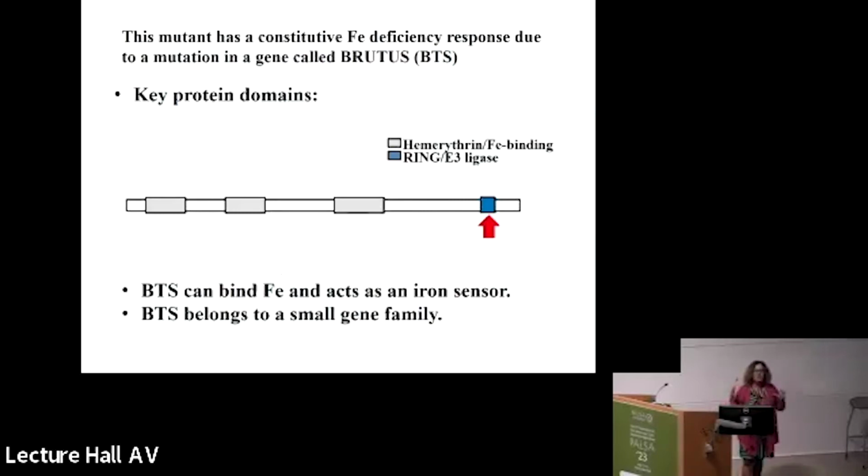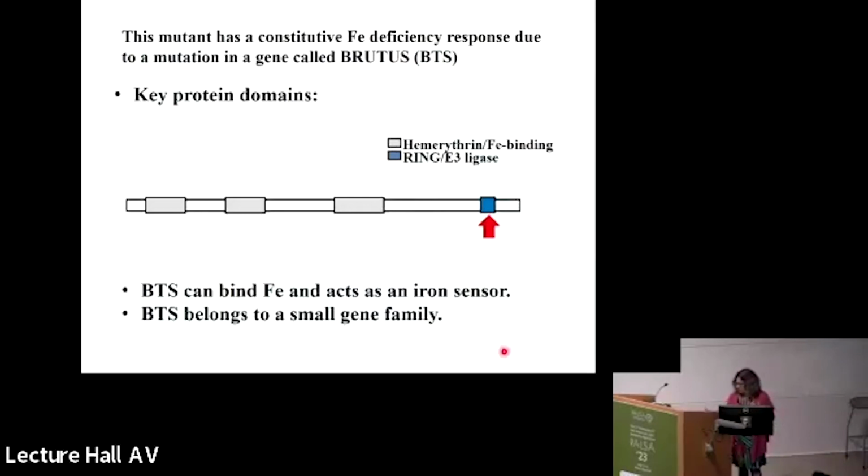All right, so basically this mutant has a constitutive iron deficiency response, and that's because it has a mutation in this gene called Brutus. Brutus encodes an E3 ligase. It has three hemerythrin domains that can bind iron directly, and then it has this E3 RING ligase that's going to be involved in ubiquitination and turnover of whatever partner Brutus finds. So it is believed to be the iron sensor. It can bind iron, and then the cells know that they should proceed to turn over transcription factors involved in turning on the iron uptake response.